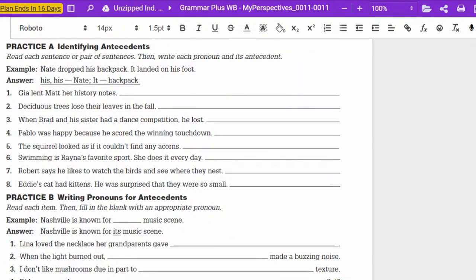Let's take a look at practice A. Read each sentence or pair of sentences, then write each pronoun and its antecedent. Example, Nate dropped his backpack. It landed on his foot. So notice that there are two sentences. His refers to Nate. It refers to the backpack. His is the pronoun. Nate is the antecedent. It is the pronoun referring to the antecedent, the backpack.